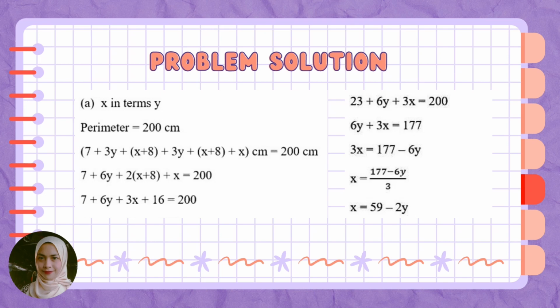Then, back to the question, we have to express x in terms of y. So we bring 6y to the right hand side and we'll get 3x equals 177 minus 6y. And then we bring 3 to the right hand side. It will be x equals (177 minus 6y) over 3. So next, we simplify 177 over 3 to get 59, and 6y over 3 to get 2y. So the final answer will be 59 minus 2y.